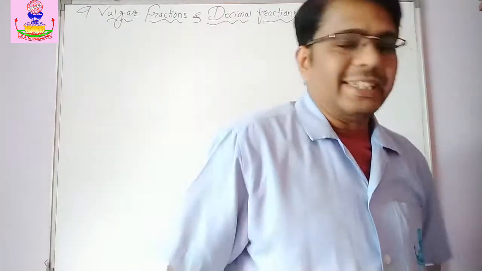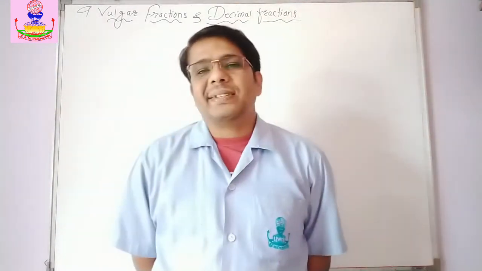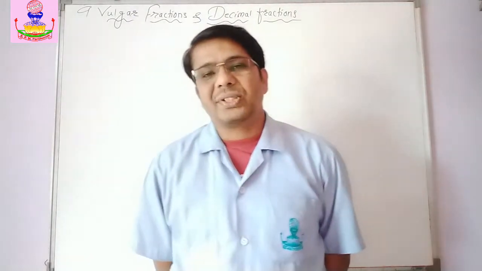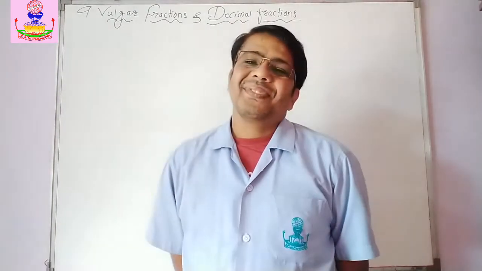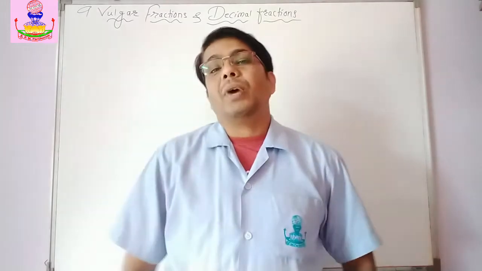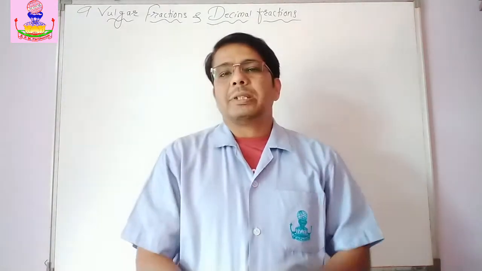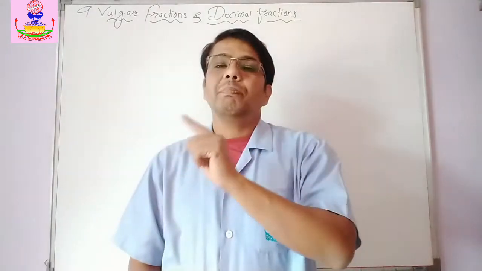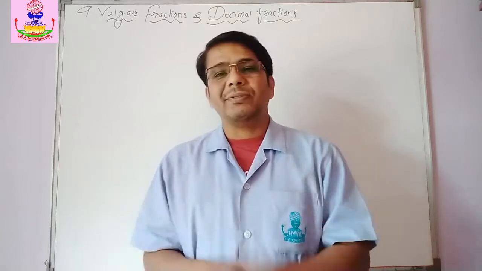So what are vulgar fractions? When rational numbers are expressed as ratios in the form of numerator and denominator, then they are called vulgar fractions. Now vulgar fractions are basically of two types: proper fractions and improper fractions. This all you have studied. This is just a sort of revision.